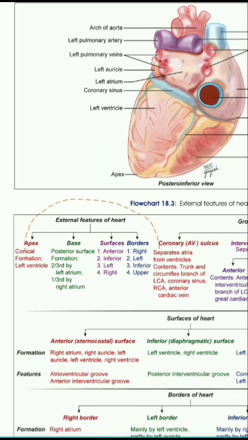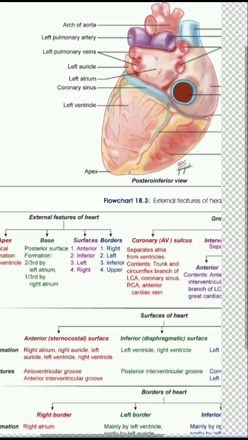So if we see external features of the heart, we can see apex, base, surfaces, borders. Apex is conical, formed by left ventricle. Base is basically the posterior surface, formed 2/3 by left atrium and 1/3 by right atrium. Surfaces are anterior, inferior, left and right. Borders are basically right, left, inferior and upper borders.